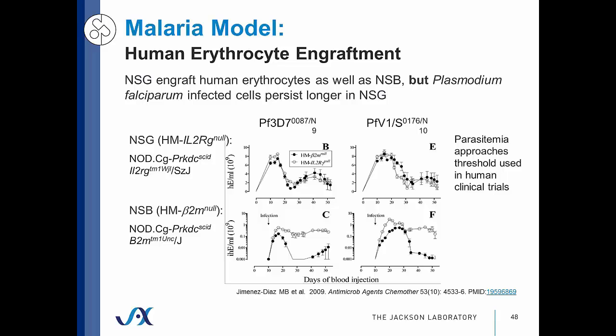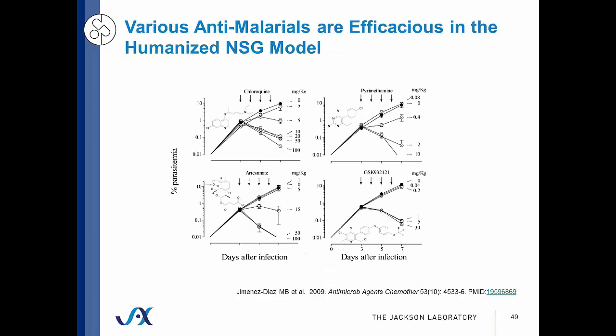So this indicates nicely that NSG mice that are engrafted with human erythrocytes are capable of supporting malaria infection. So the authors in this study took it a step further and used these models to test standard of care against malaria treatments, as well as a novel anti-malarial compound.